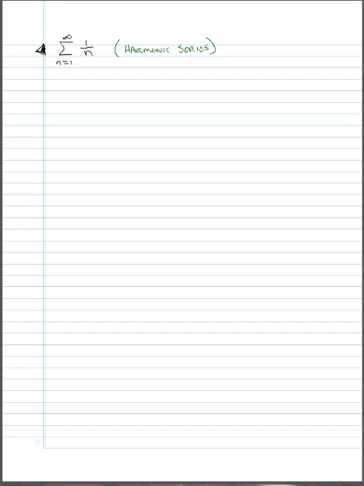Now, let me point out to you here. The limit of the a sub n's, in this case the a sub n's are 1 over n. So the limit of 1 over n as n approaches infinity here is 0. But we can draw no conclusion from this, no conclusion about the convergence or divergence of the series.